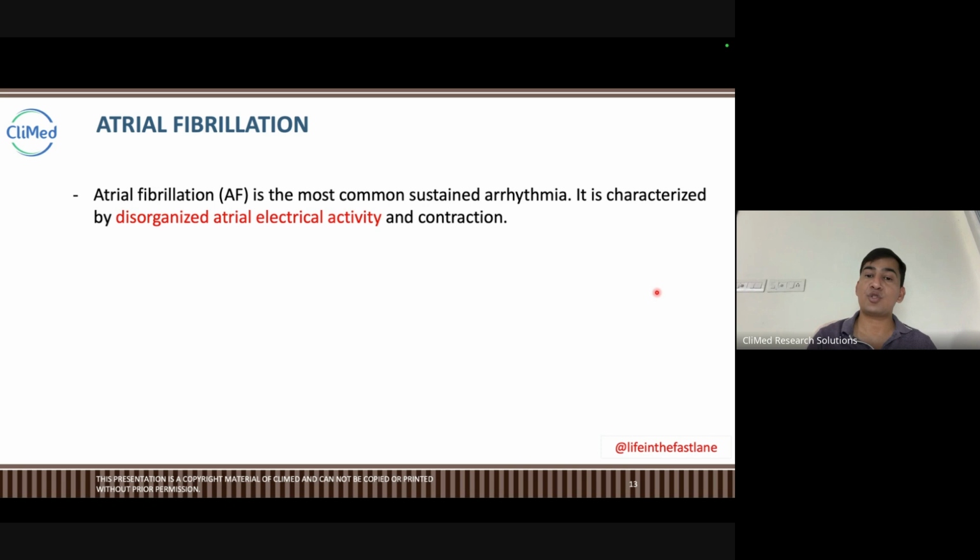So atrial fibrillation is the most common sustained arrhythmia. It is characterized by disorganized atrial electrical activity and contraction. That means the atria got a problem, right? The upper chambers of the heart got a problem. Those are not into the proper conduction. That's why we are getting the different thing. Everything is disorganized now. The P wave, the magnitude line, the QRS complex and the RR interval are completely disorganized. Everything is disorganized here, right?